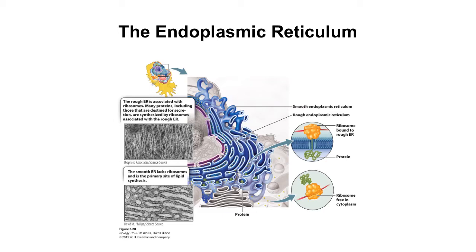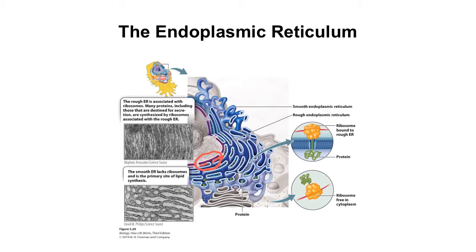So now let's look at the endoplasmic reticulum. The first thing that I would like to emphasize in the endoplasmic reticulum is that it is actually physically continuous with the outer membrane of the nuclear envelope. So if you look closely at the figure here, you can see an example of how the outer membrane of the nucleus is physically connected to the endoplasmic reticulum.